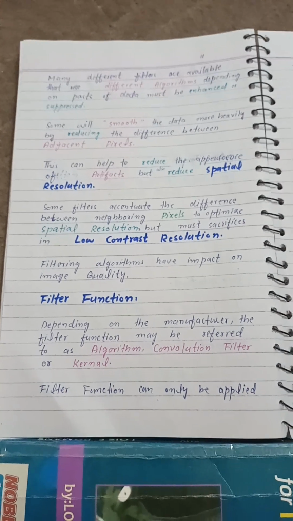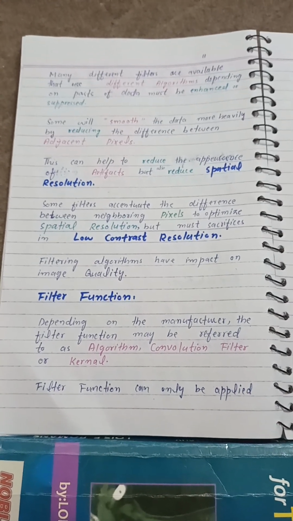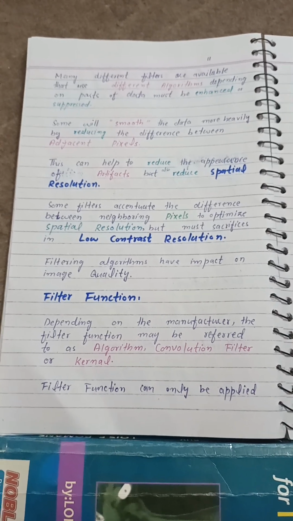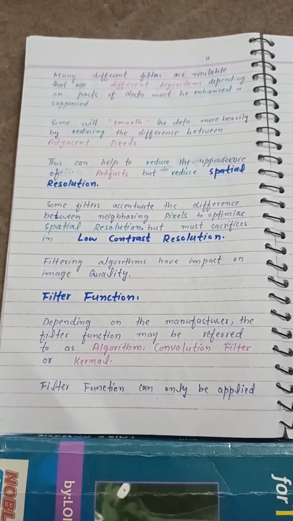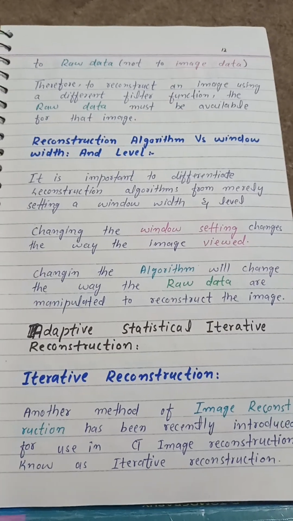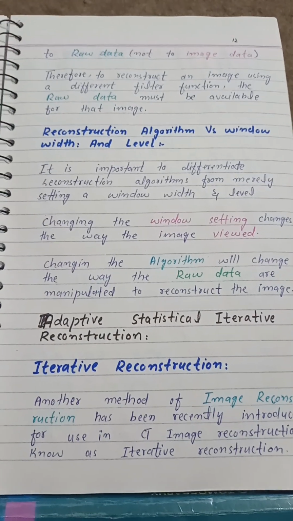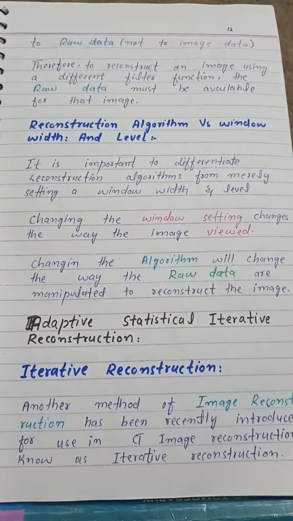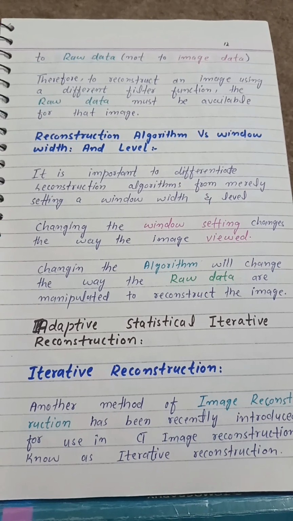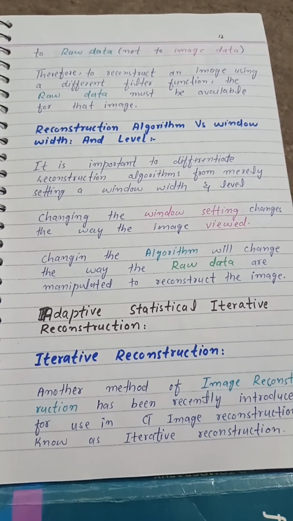Filter function. Depending on the manufacturer, the filter function may be referred to as algorithm, convolution filter, or kernel. Filter function can only be applied to raw data, not to image data. Therefore, to reconstruct an image using a different filter function, the raw data must be available for that image.